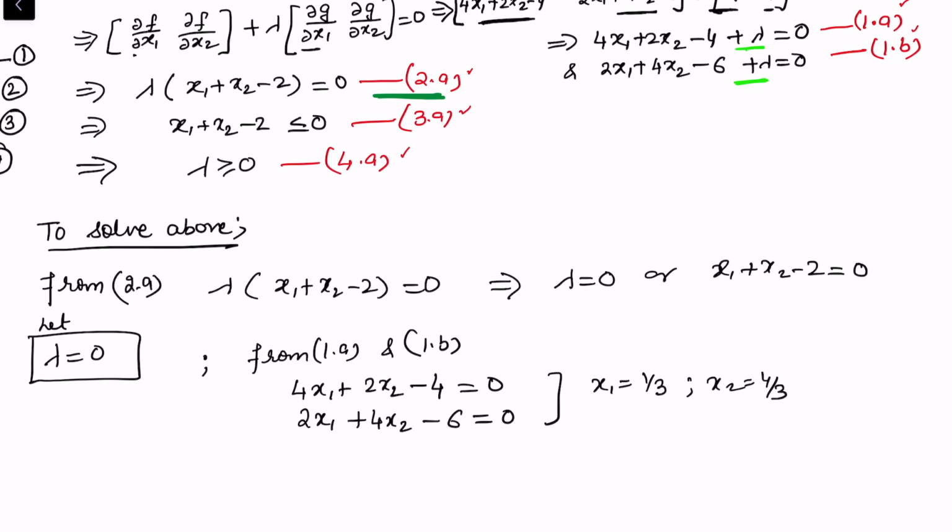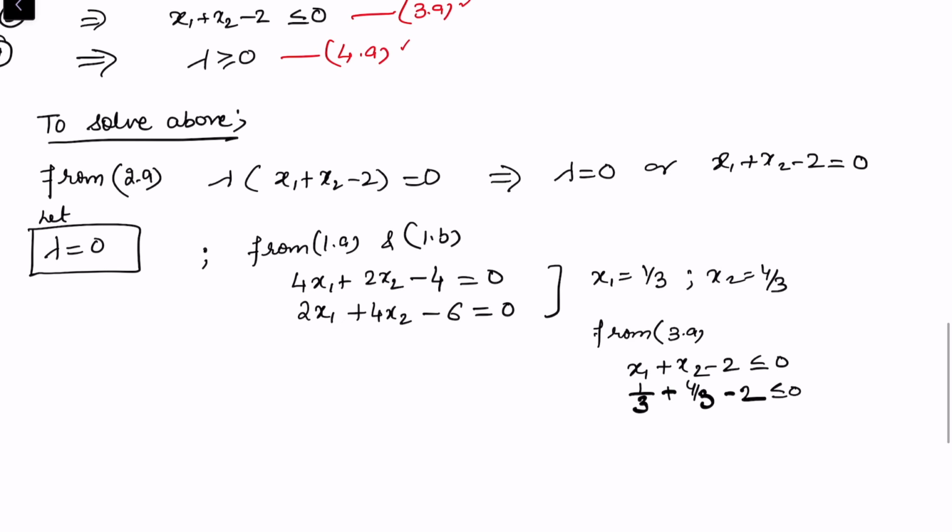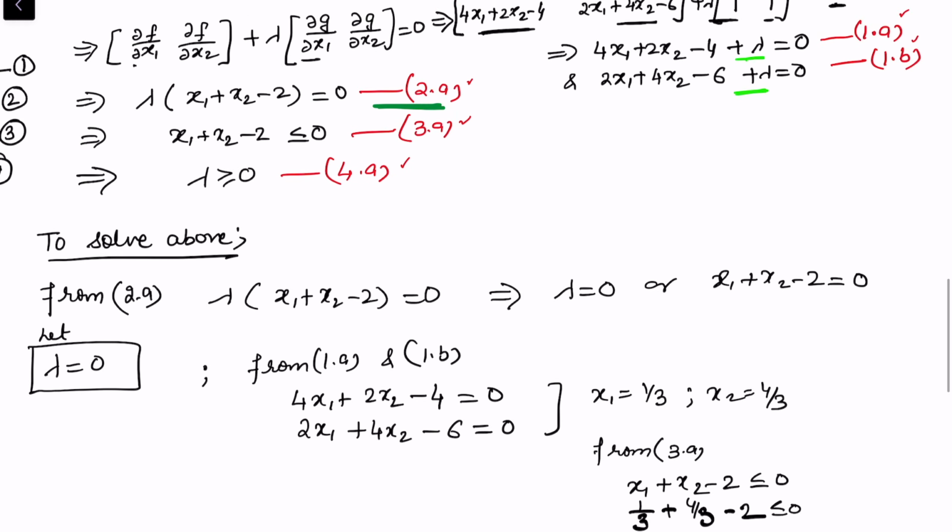If we put this in 3.A, we notice that x1 plus x2 minus 2 is less than or equal to 0. So 1 by 3 plus 4 by 3 minus 2 should be less than or equal to 0. And if I simply take the LCM, we get 5 by 3 minus 2 should be less than or equal to 0. So which means (5 minus 6) by 3 should be less than or equal to 0, which is true. So it satisfies all of 1.A, 1.B, 2.A, 3.A, 4.A, which means it satisfies all the necessary conditions.